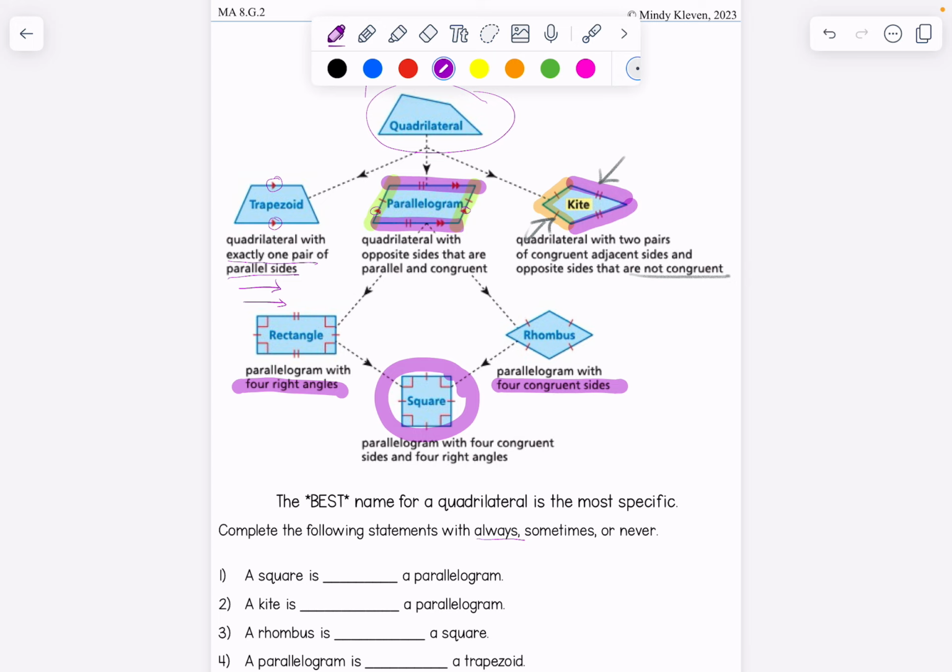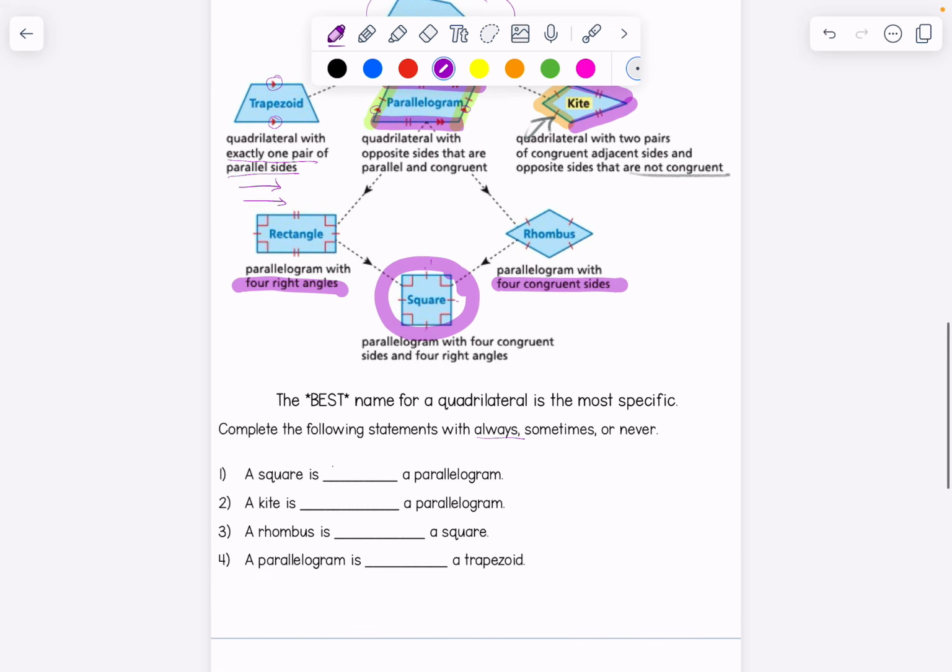So remember, a parallelogram has opposite sides that are parallel and congruent. When we look at a square, I have opposite sides that are parallel. I have opposite sides that are congruent, so a square is always going to be a parallelogram. So we can say that, but remember, we'll still usually call it just a square because that's the best name for it.